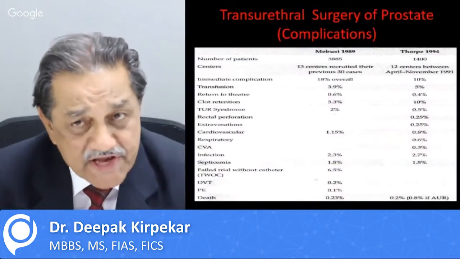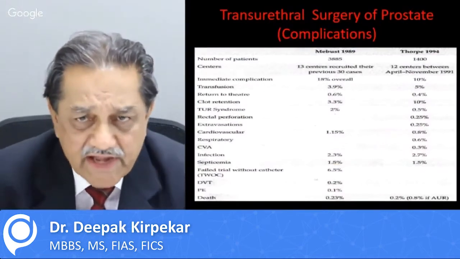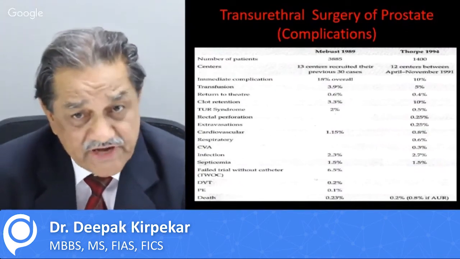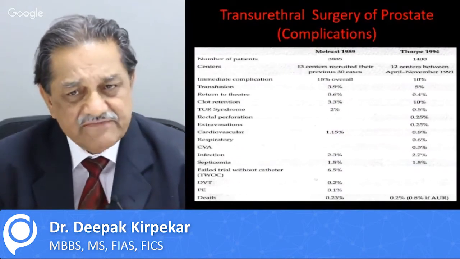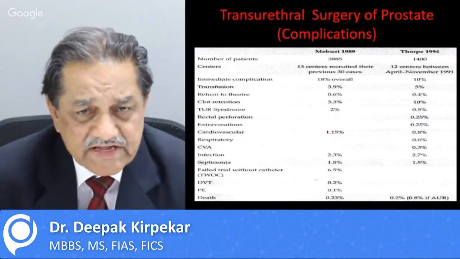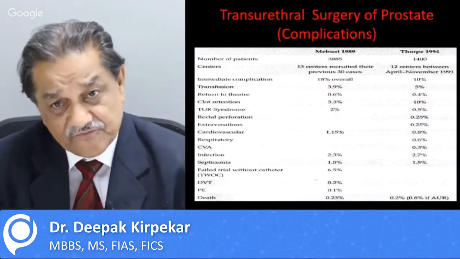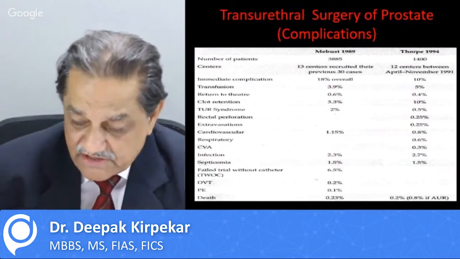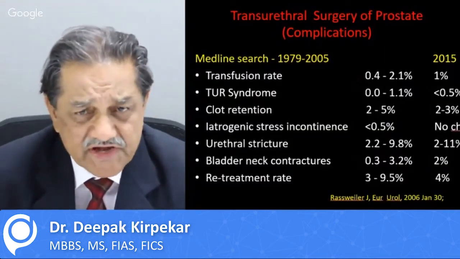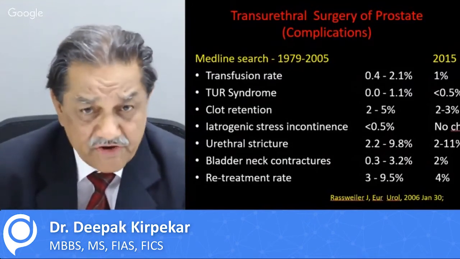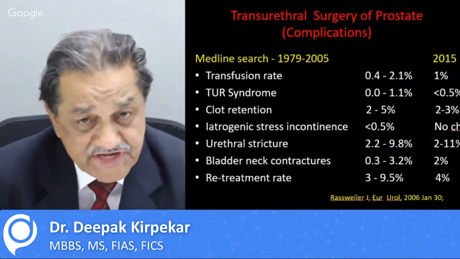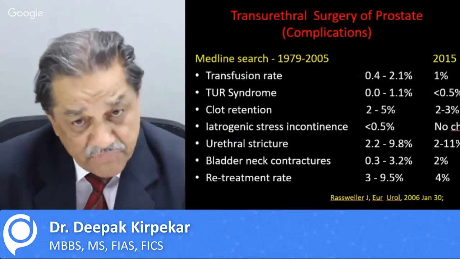If you look at complications of TURP in 1989 to 1994, you can understand they were mainly operative complications related to comorbidities, a lack of good anesthesia, lack of good medications. But a meta-analysis done from 1979 to 2006 very clearly showed that the complications were not of much concern. Transfusion rates had gone down, TUR syndrome was not seen anymore, bleeding was not a botheration.